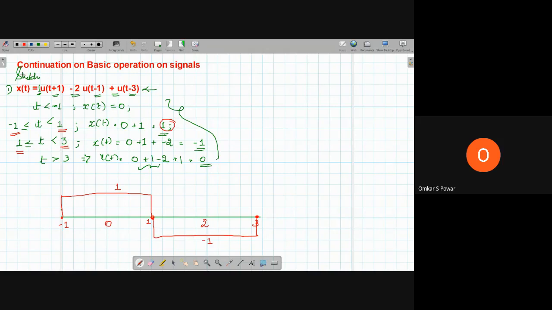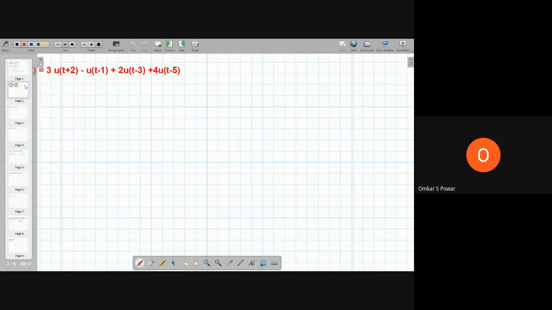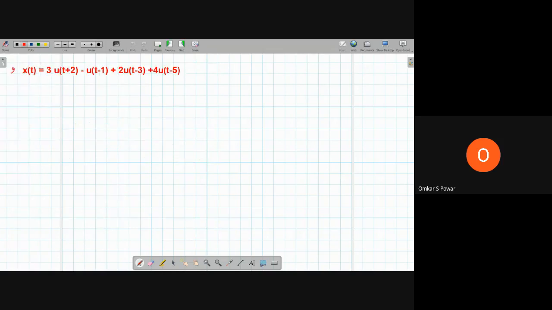Okay. Let's solve another problem to get a better idea. Now the second problem: x of t is equal to 3 u of t plus 2 minus u of t minus 1 plus 2 of u of t minus 3 plus 4 of u of t minus 5. Whenever you see the problem, what has to come to your mind is that it's a unit step. So we have to plot this. For that, we have to follow some procedure.